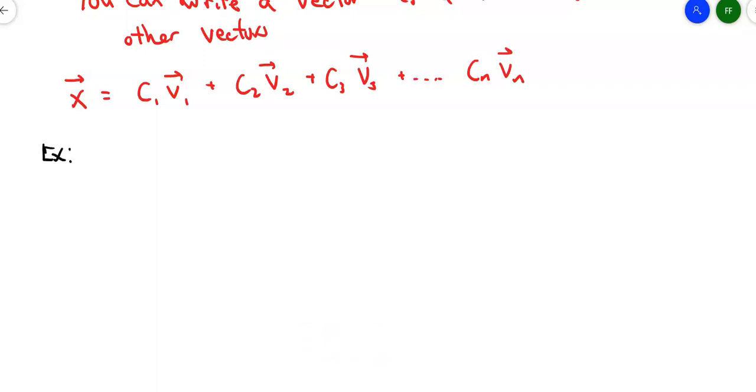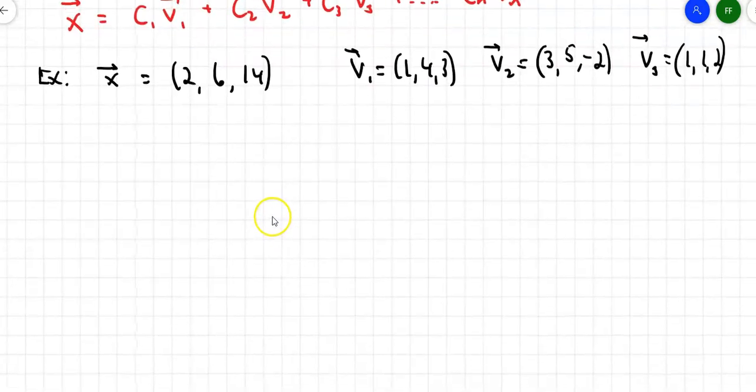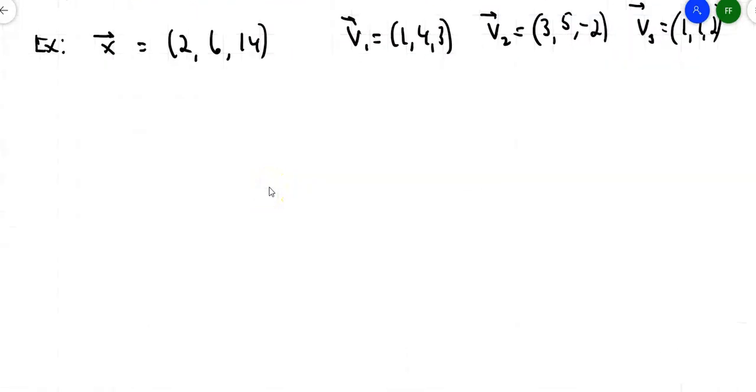For example, suppose I've got vector x equals 2, 6, 14. And then I've got three vectors. Vector 1 is 1, 4, 3. Vector 2 is 3, 5, negative 2. And vector 3 is 1, 1, 2. Okay, so I've got a vector and I've got three other vectors, and I would like to write the vector on the left as a linear combination of the vectors on the right. So let's try this. If this works, and it doesn't always work, but if it does work, then this will be true.